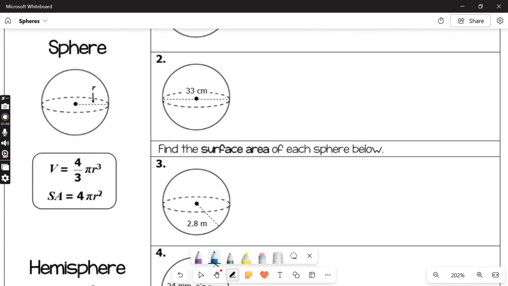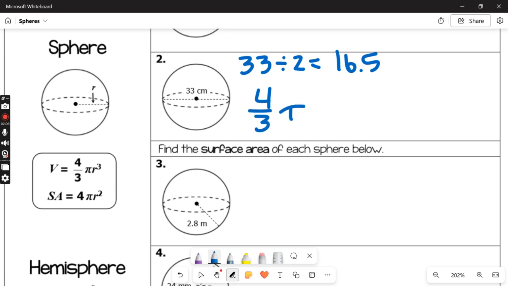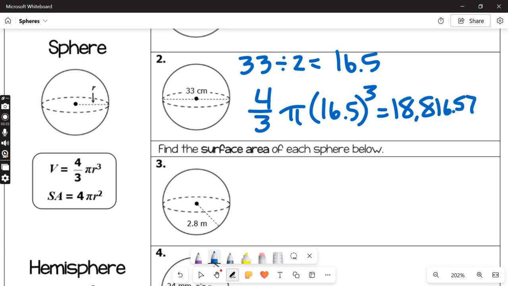Okay, number 2 is also asking for the volume. Now, right now we're given the diameter because it's going all the way across. So we're going to cut that in half. Half of 33 would be 16.5. So our formula is going to be 4/3 pi times 16.5 cubed. And when we type this into our calculator, we get 18,816.57 centimeters cubed.